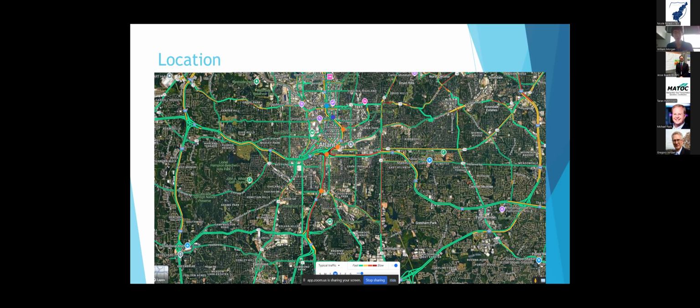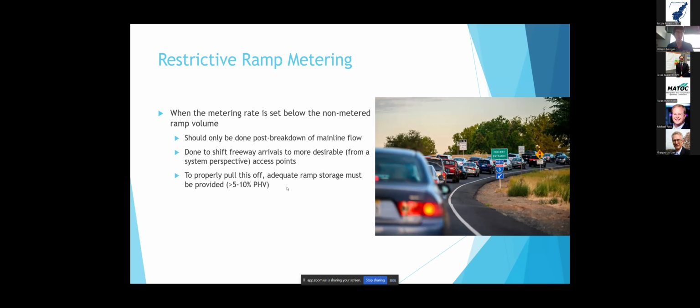So restrictive ramp metering is when the metering rate is set below the non-metered ramp volume. My advice for implementing that is it should only be done post-breakdown of mainline flow. It is done to shift freeway arrivals to more desirable access points from a system perspective. And to properly pull this off, adequate ramp storage must be provided. Guidance out there says it needs to be more than 5 to 10% of peak hour volume.